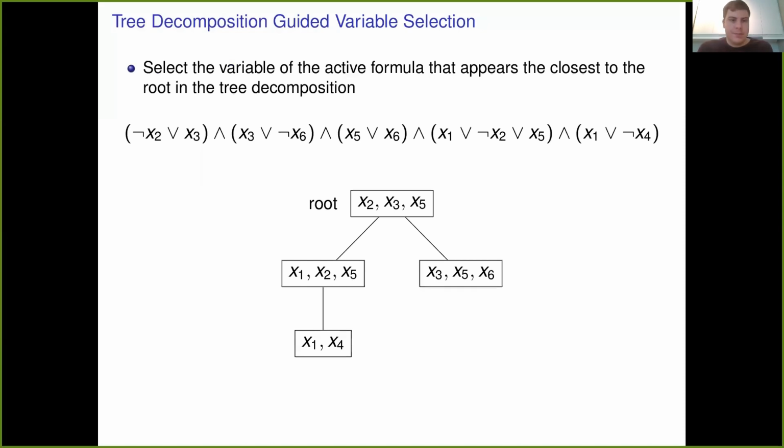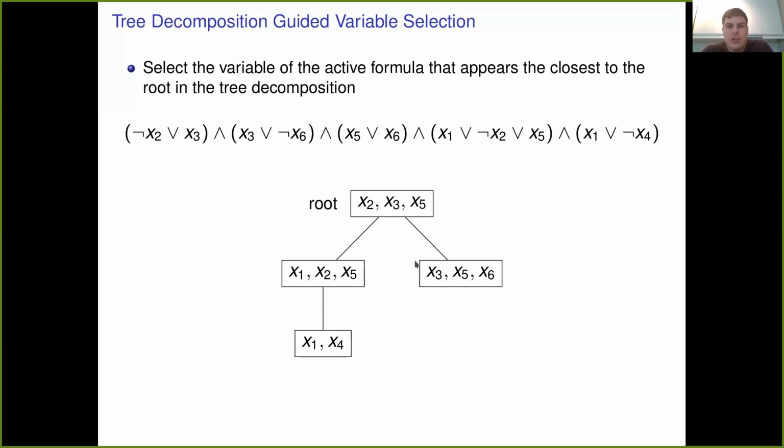Okay, and now basically what we implement in Sharpshot TD is tree decomposition guided variable selection. How it works is, before we branch, we need to select some variable. So we have some formula, and here we have some tree decomposition of the formula, and we select the variable that appears closest to the root in this tree decomposition.